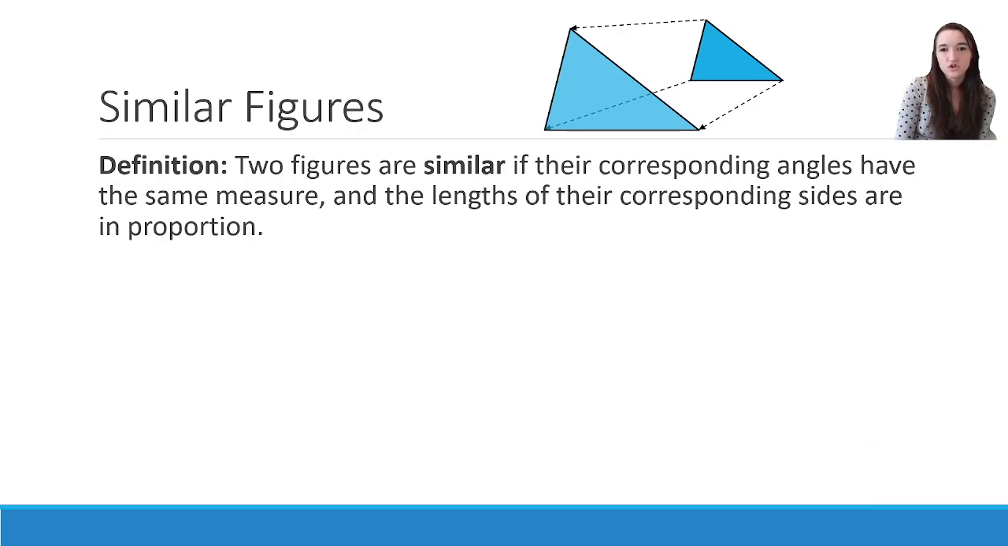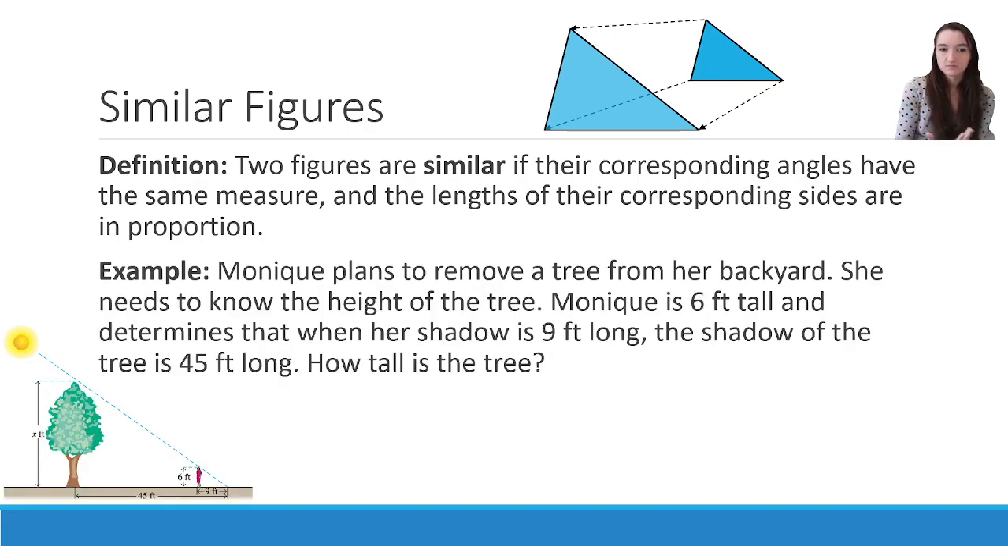So 2 figures are similar if their corresponding angles have the same measure, and the lengths of their corresponding sides are in proportion. This is a fact that gets used especially with triangles, though we can look at similar figures for any type of shape. But in general, we tend to use triangles quite often in proportional relationships because, well, they're used a lot in measurement for scaling, etc.